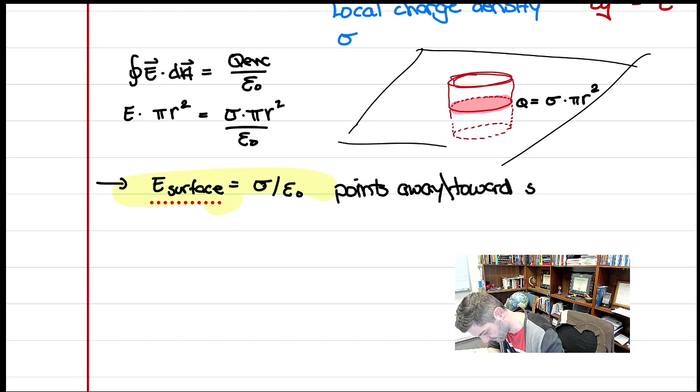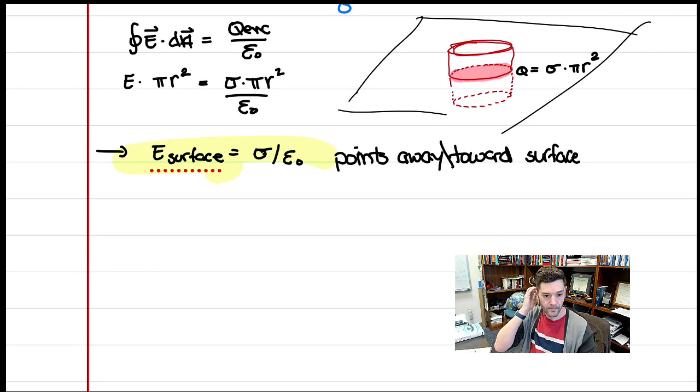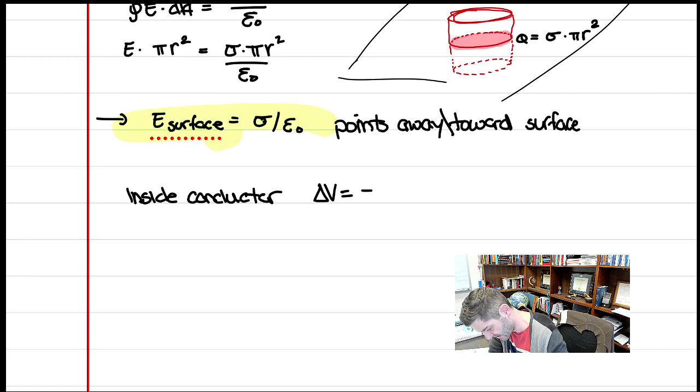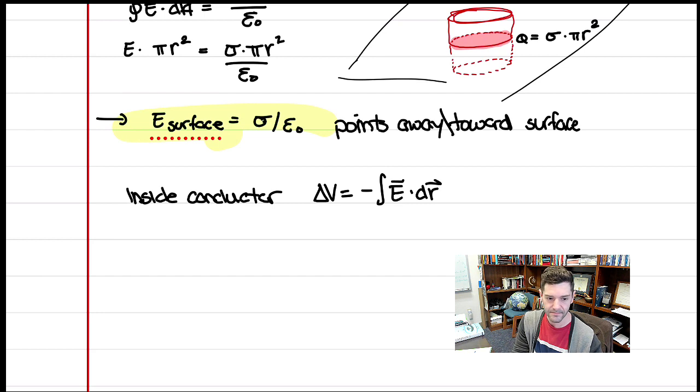But it's perpendicular, right? That's the point. It's perpendicular to the surface. So then, bring this all together. Where'd potential go? If the electric field is 0 inside a conductor, then inside a conductor, delta V, or how your potential changes, which is defined by your path, this E dot dr integral. But if E is 0, then delta V is 0.